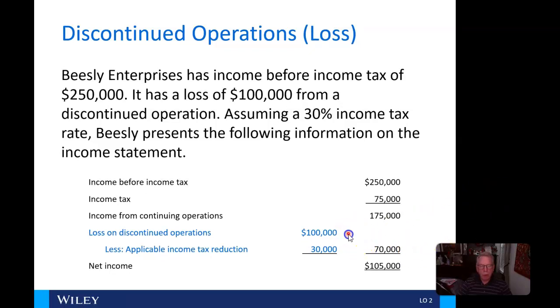Except here's our loss. Here's the income tax reduction of $30,000, and that is a $70,000 loss. Now, you may say, wow, you lost $100,000. Why are you reporting $70,000? Well, that loss reduces my taxable income. So my true after-tax loss is $70,000.